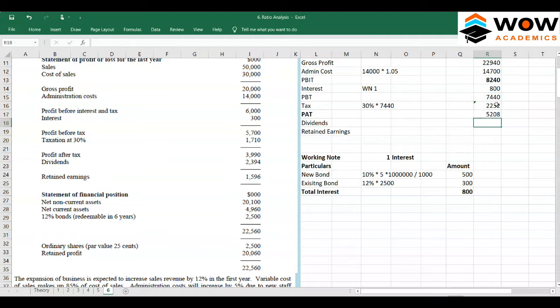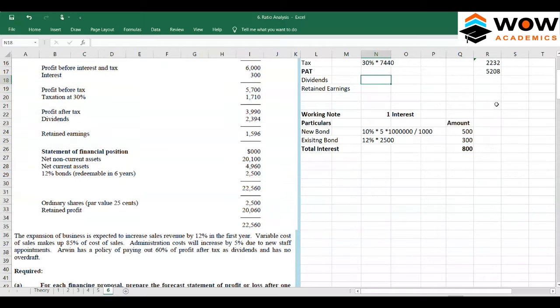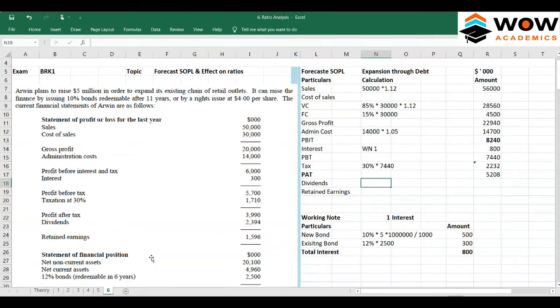So we got our PAT. Let's check about our dividend, how much dividend we pay. So dividend is 60% of the amount we pay as dividend. $5208. And the balance amount goes to retained earnings. Okay, so this amount goes to retained earnings. So that's about the expansion through debt.